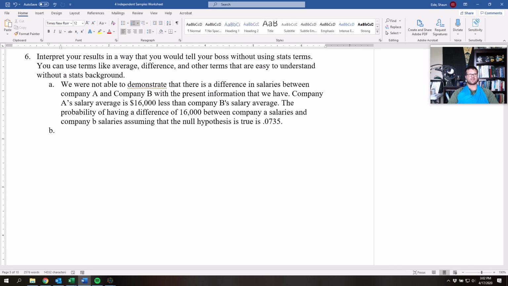The probability of having a difference of 16,000 between company A's salaries and company B's salaries, assuming the two companies are the same, is about 7%, 7.35%. Okay, so this is what we conclude. This is what this really demonstrates more than anything.